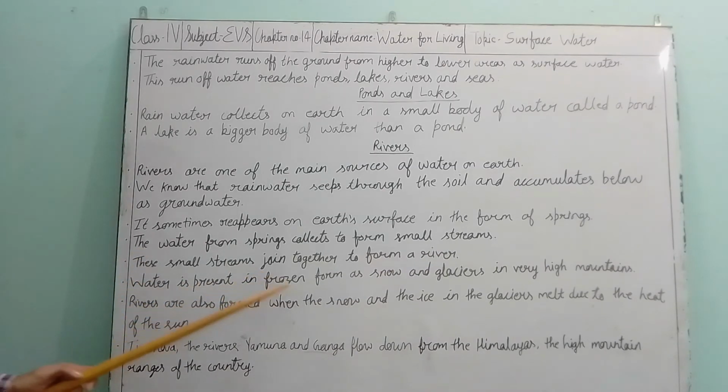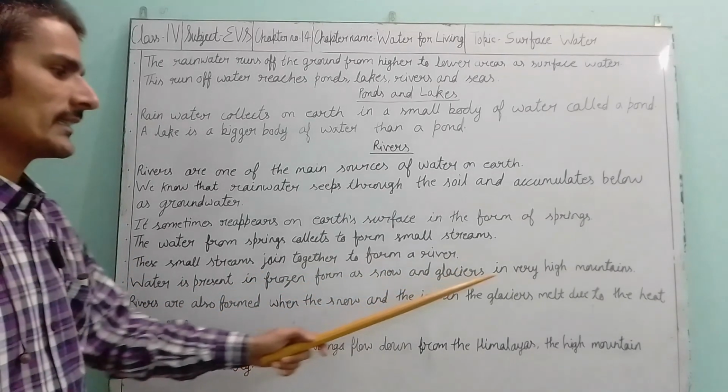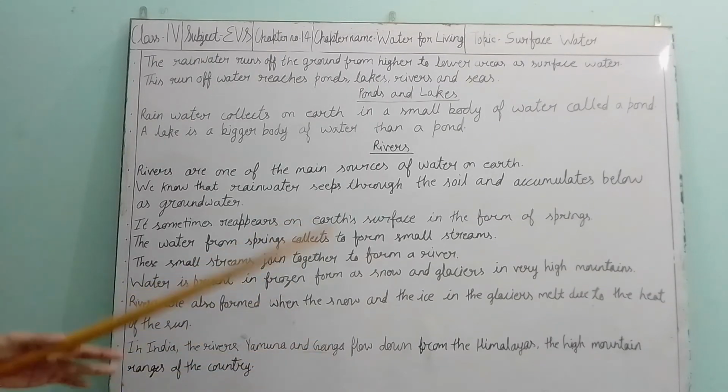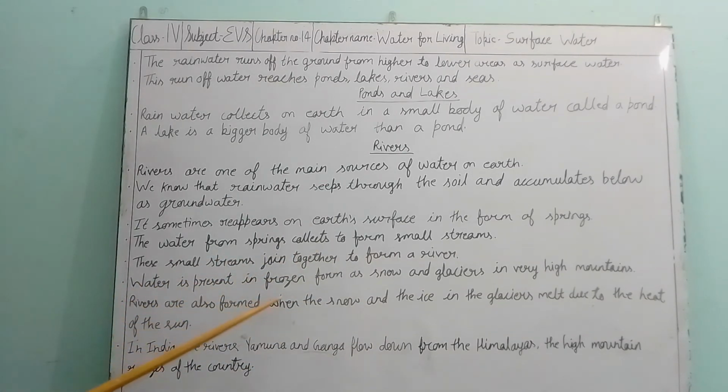Water is present in the frozen form as snow and glaciers in very high mountains. You know that in the mountains where the temperature is very low, the whole places are covered by snow. In the form of snow and glaciers, it is water. Water is present there in the frozen form, in the form of snow and glaciers.